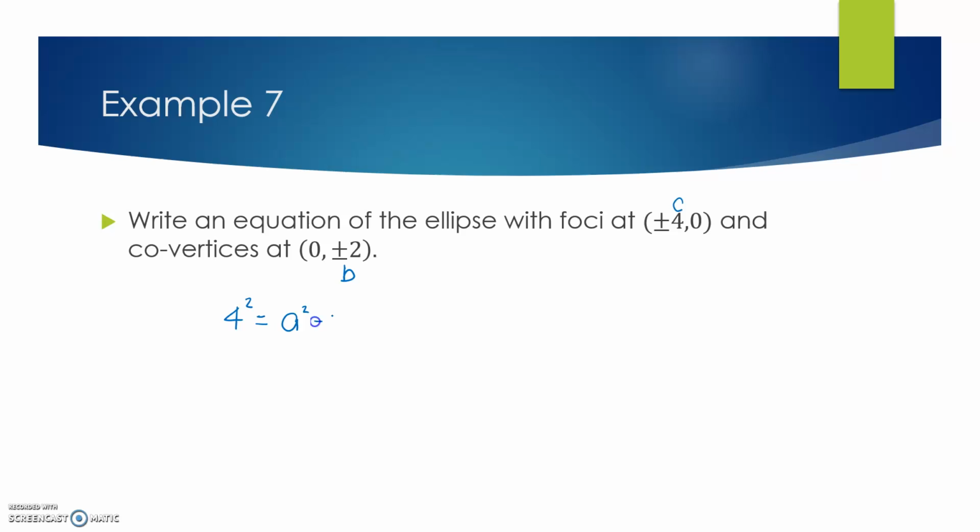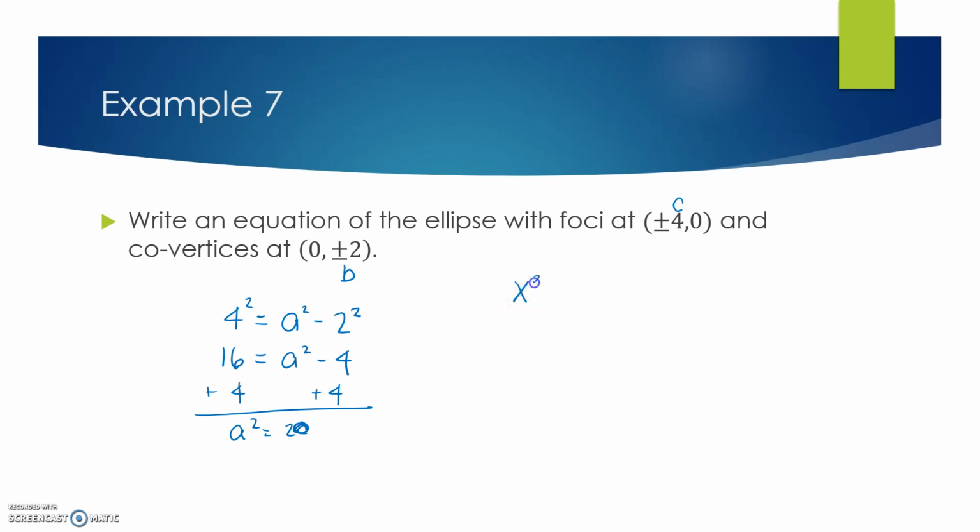So again, I've got my c value, co-vertices are b, so I'm going to have 4 squared equals a squared minus 2 squared. So I'm going to get 16 equals a squared minus 4. Add 4 to both sides, and I'm going to get a squared equals 20. Again, I don't care what a actually is, especially in this case it would give me a decimal. I need a squared in order to write the equation of our ellipse.